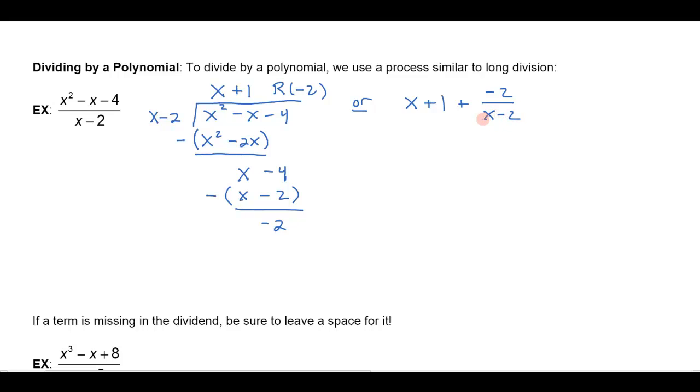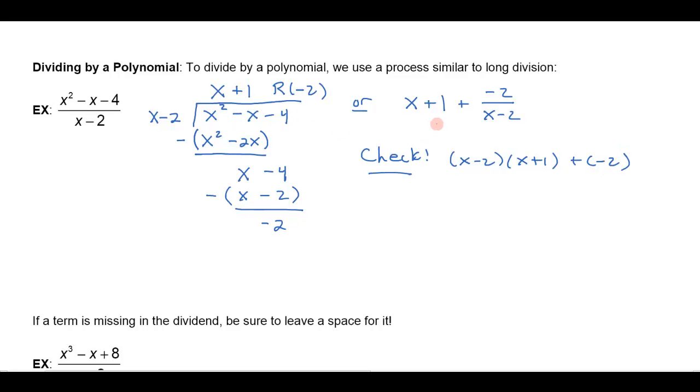Alright? Now, just like in long division, I can check my answer here by multiplying the divisor times the quotient. So let's check this. If I multiply x minus 2 times x plus 1, and then I add in the remainder, that should equal my dividend that I started with.